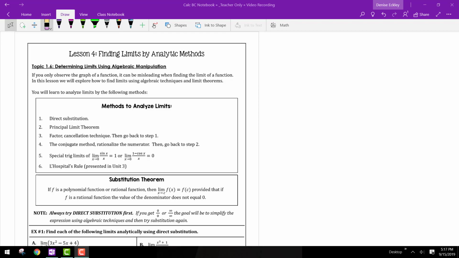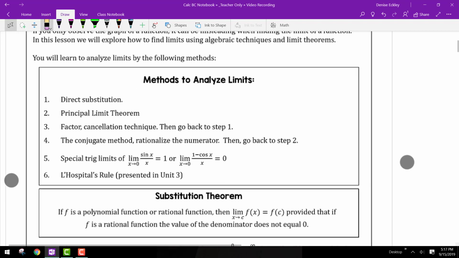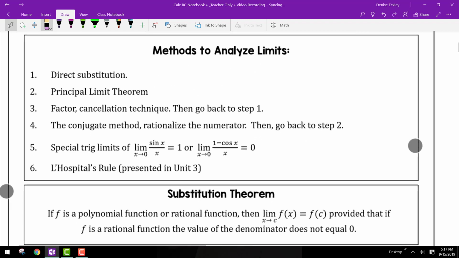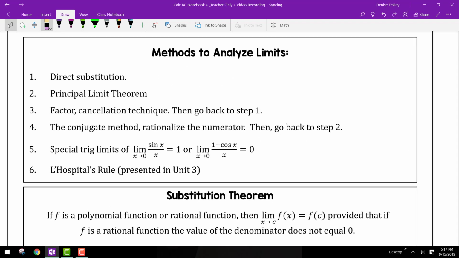Okay, so the methods we have to try are listed here. We have direct substitution. We have the principal limit theorem, factor cancellation technique, and a lot of these, once you do something like factor, cancel, you go back to step 1. So the idea is hopefully we can get back to a point where we can substitute.